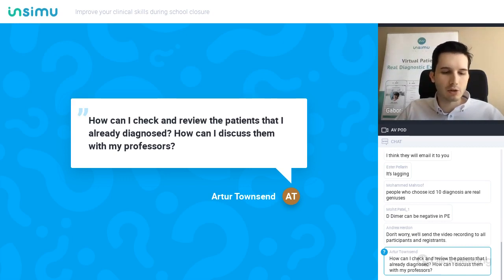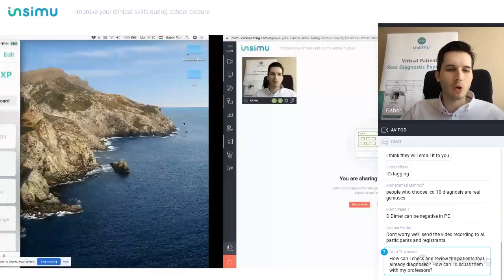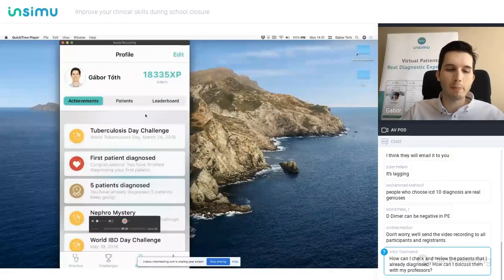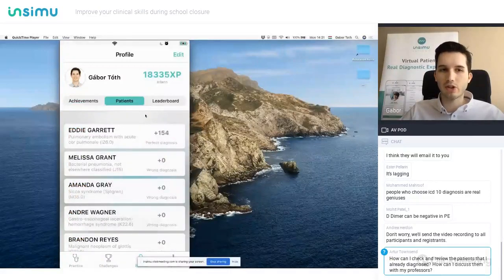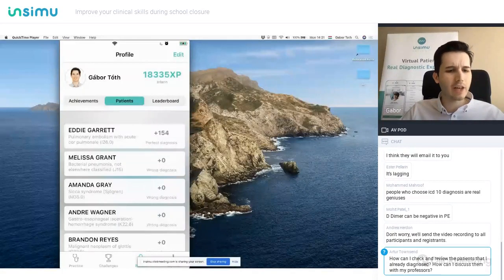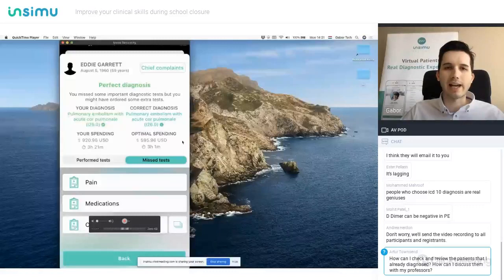I would go back to sharing my screen to show you where you can find your previously solved cases. So this is the app, and this is where I get back to the main screen, and under profile, you can see also achievements, but also patients that you've solved. So you see that this is the patient, Eddie, that we've just solved. And if I click on that, I can see the results screen, just like I left it.